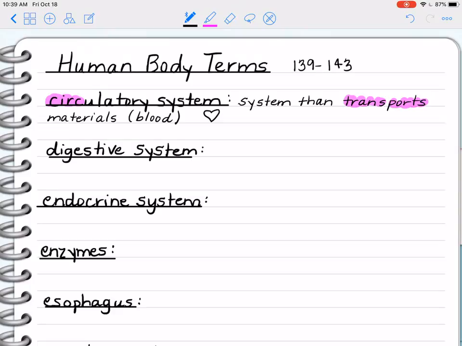Your digestive system is the system that breaks down food so the body can absorb the nutrients.